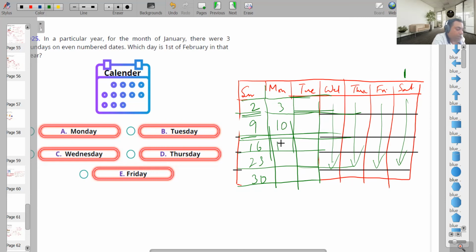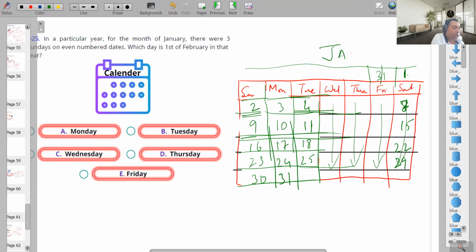3, 10, 17, 24 and 31. Next one will be 4, 11, 11 plus 7 is 18, 25. That's it, and so on and so forth. And Saturday will have 1, then 8, 15, 22 and 29. So there'll be 1 more row above here, in fact, and here it will be all blank. Here the dates will be of December before January, because this is a January calendar.